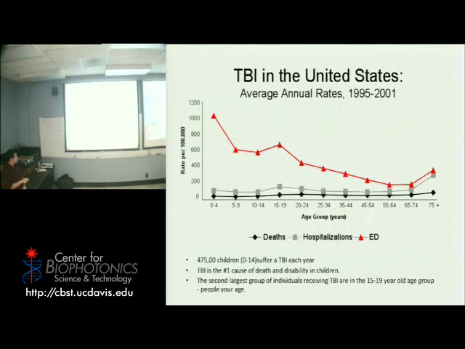So what we have here is deaths in black, hospitalizations in gray, and emergency department visits here in the orange. So almost 500,000 children get a concussion every year, or a TBI, it's concussion or greater. And TBI is the number one cause of death and disability in children. So these days we hear a lot about autism, which is growing, and there's a lot of children that are disabled by it. But brain injury is the number one cause of disability in children.